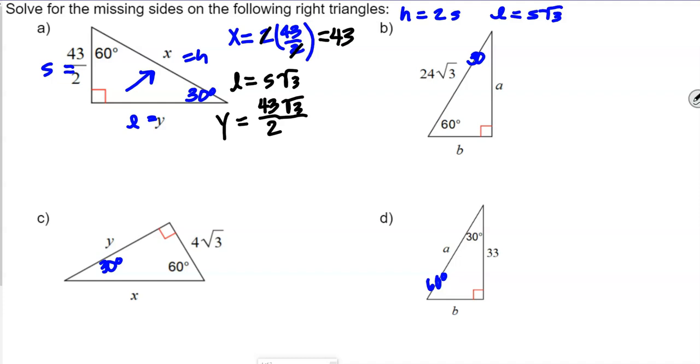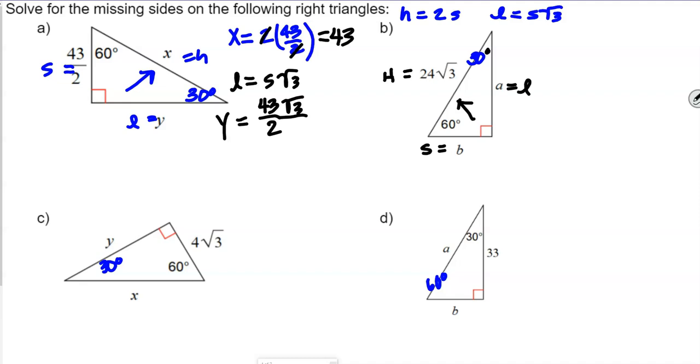All right, letter B. This time, what do we have? We're going to label again. This is our hypotenuse because it's opposite the right angle. This is going to be our short side because it's opposite the 30-degree angle. And then the 60-degree angle is going to be our long leg, okay? So this time we have the hypotenuse. Anytime we have the hypotenuse or the long leg, we're going to use that formula, okay?